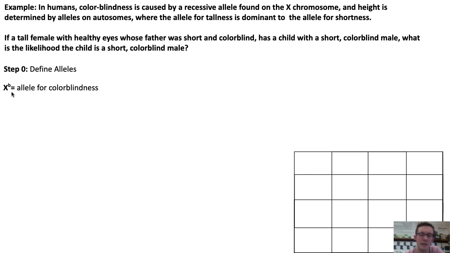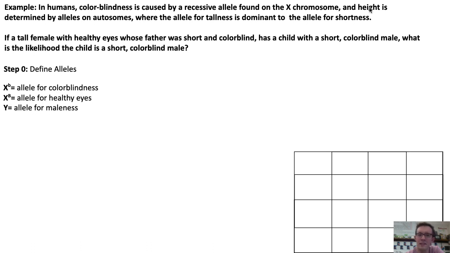Presumably then, the allele for healthy eyes is a dominant allele found on the X chromosome. And last, the allele for maleness would be found on the Y chromosome, which doesn't contain any sort of coding for colorblindness or healthy eyes at all.